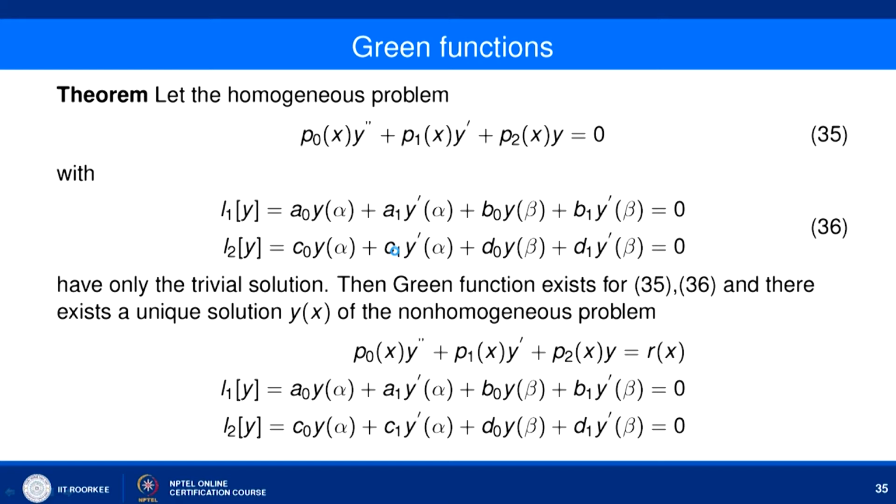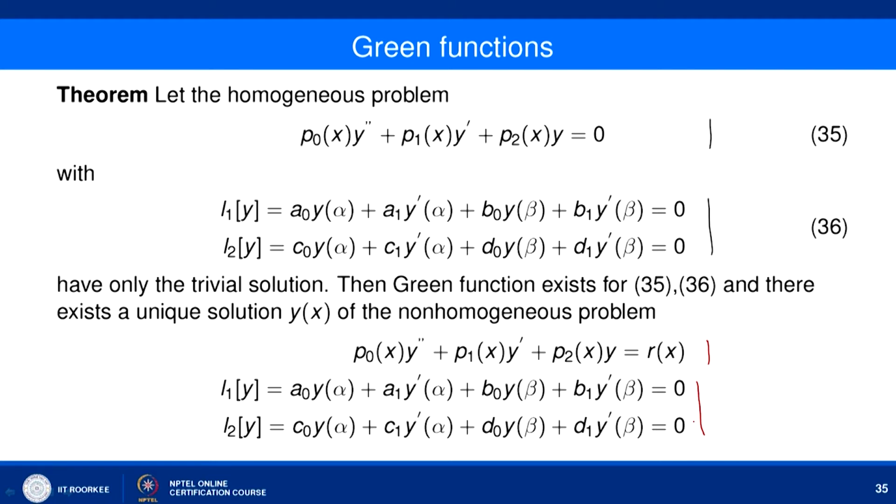It means that (a0, a1, b0, b1) is not a scalar multiple of (c0, c1, d0, d1). And here we assume that this homogeneous problem along with the boundary conditions has only the trivial solution. Then the Green's function exists for this set of equations, and there exists a unique solution for the non-homogeneous problem P0(x) y'' plus P1(x) y' plus P2(x) y equal to R(x) with these homogeneous boundary conditions.